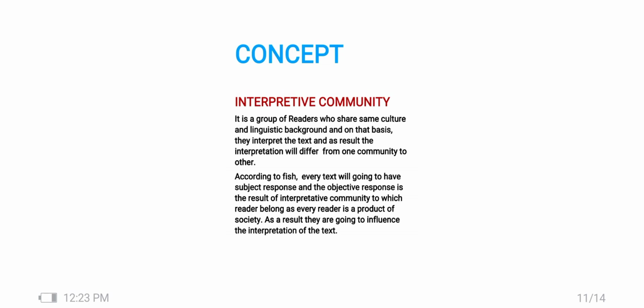It means, according to Fish, every text is going to have a subjective response and an objective response. An objective response is the result of the interpretive community to which the reader belongs, as every reader is a product of society. As a result, they are going to influence the interpretation of the text.